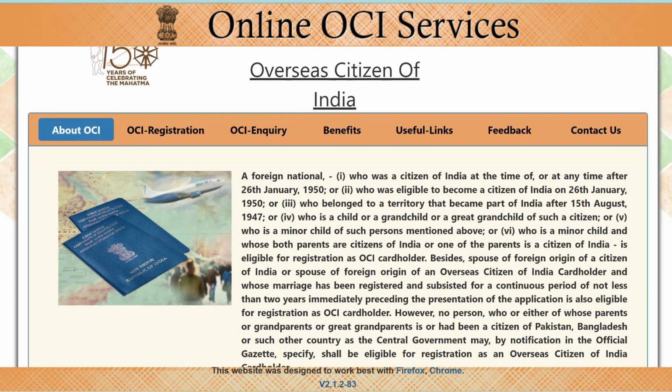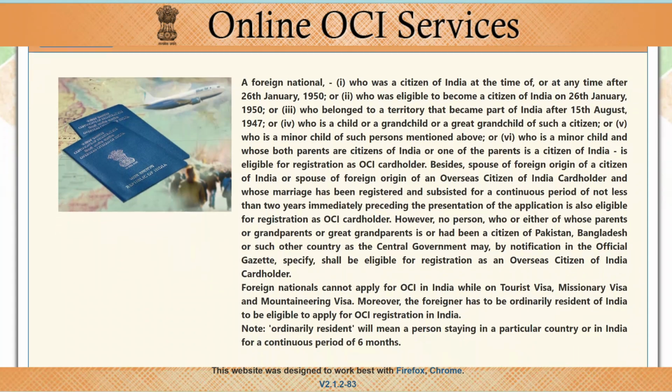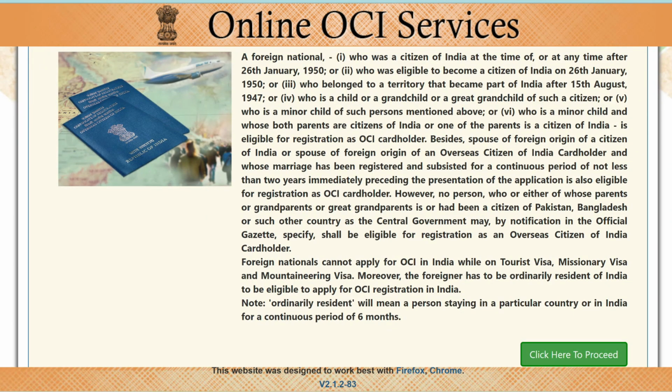For OCI, you need to complete an online application through the OCI services website. Again, I will provide the link to the website in the description box below. The online form is quite straightforward and will ask you your personal and passport details. After that, you will need to upload your documents and a photo. You can simply use the same 2x2 inch passport size photograph that was used in surrender and renunciation certificate.